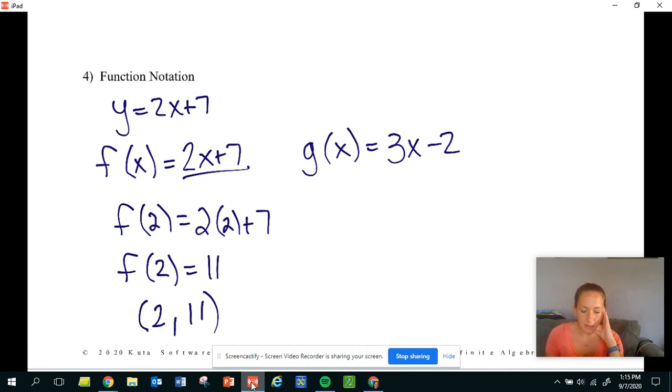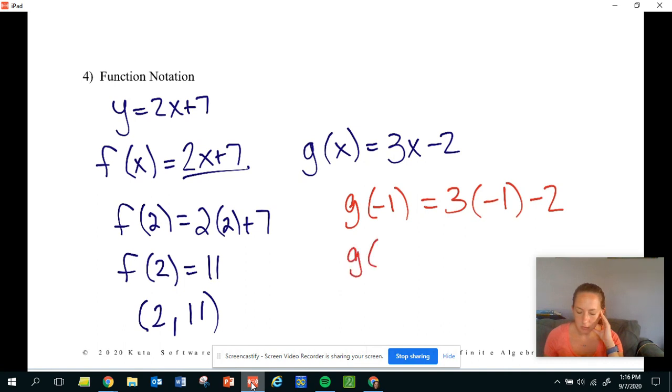Okay. And then let's say I wanted to also find g of -1. Then I would just be plugging in -1 for x in the g function because they each have a name. So in this case, g of -1 is going to equal -3 minus 2, which is -5.